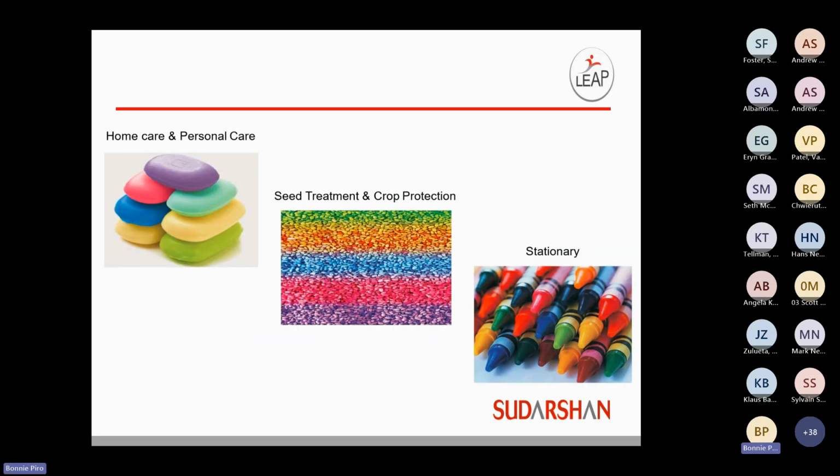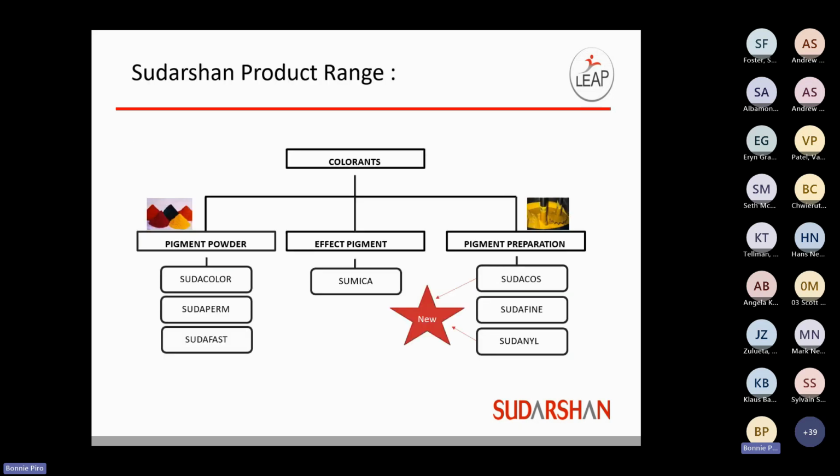For Sudarshan, we have several categories within our special application bucket. We have the home care and personal care area, seed treatment, or the agricultural, and stationery. We'll go over some of these areas and see where pigment and coloration happens for each of these areas.